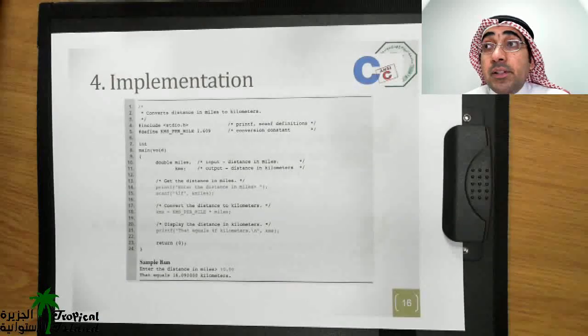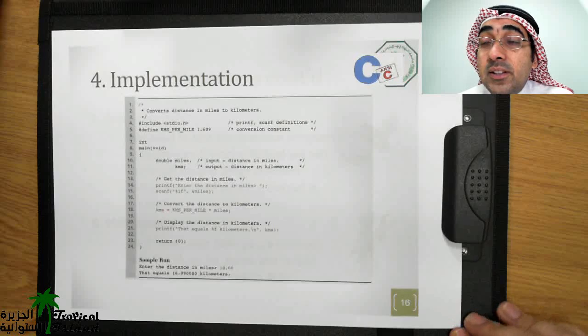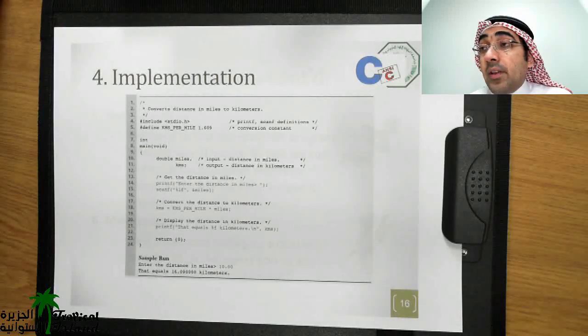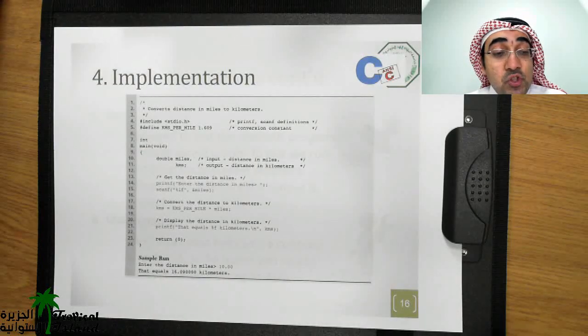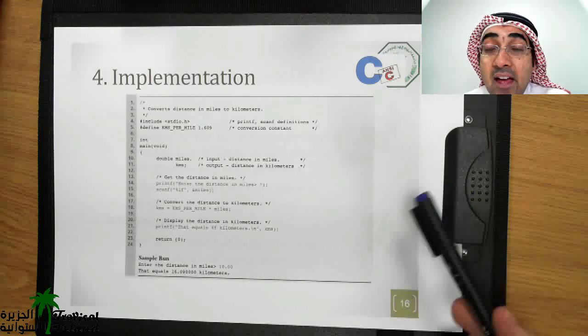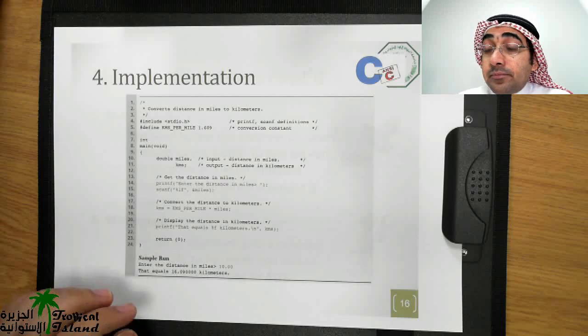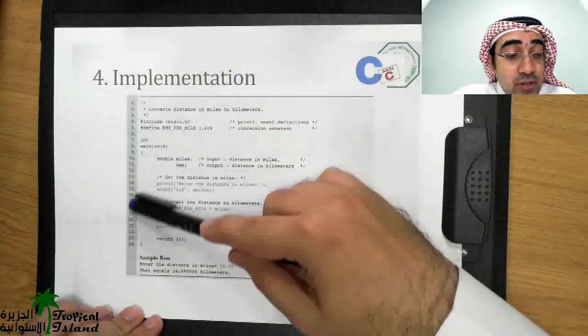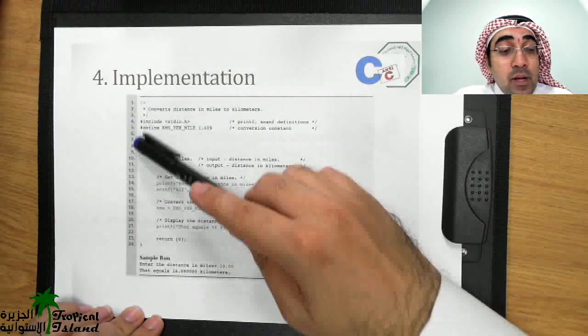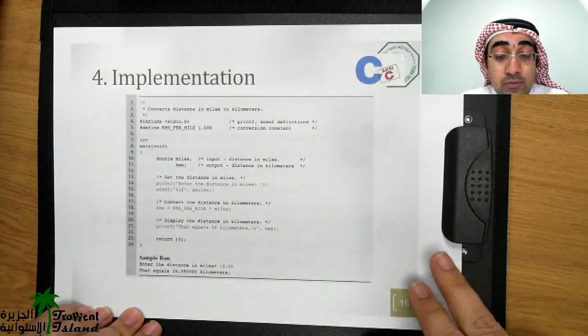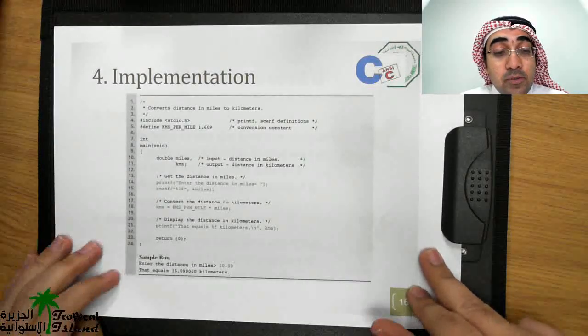Here is the implementation in C. I'm not going to go into the details of the implementation over here because we're going to be teaching you, but I wanted you to have a feel of what the implementation looks like. The numbers over here are the number of lines of code and not the memory addresses. So we need 24 lines of code to convert kilometers to miles.